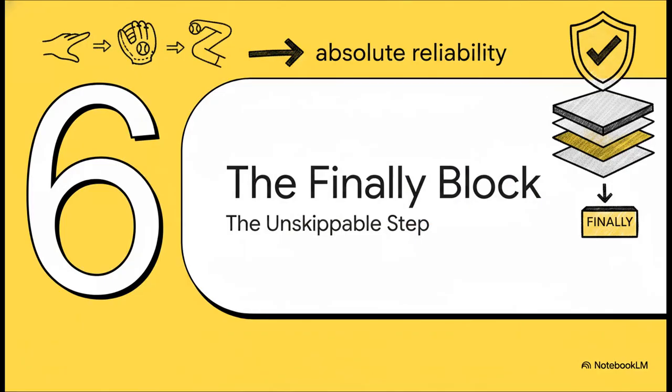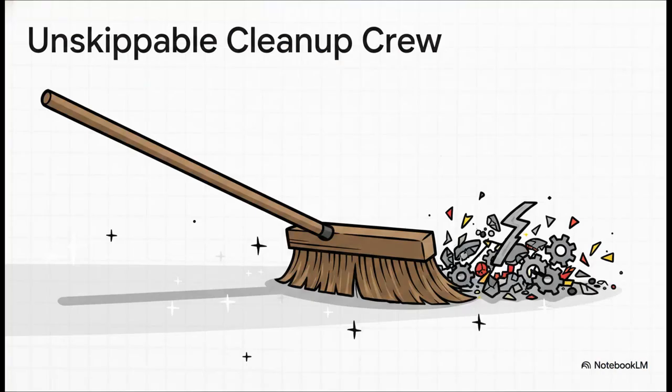All right, Section 6, the finally block, the unskippable step. We have tried, we have caught, and we have thrown. Let's look at our absolute final layer of reliability. Think of the finally block as your unskippable cleanup crew. This block always executes when a try block exits.